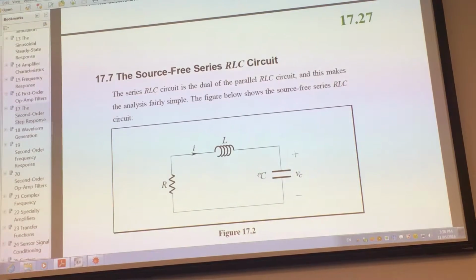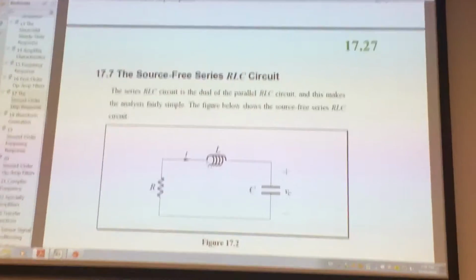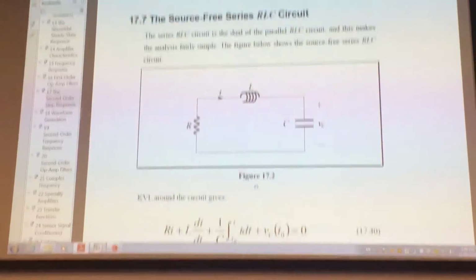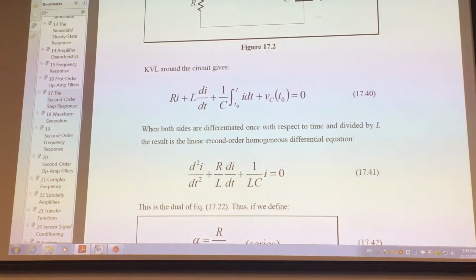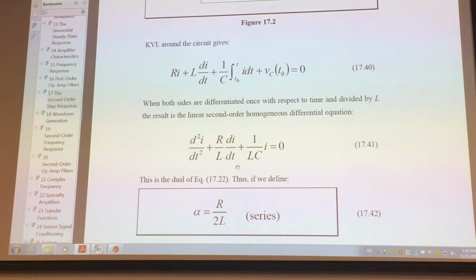It was the same everywhere, so we solved for the voltage. Here the current is the same in each element, so we solve for the current. So we start with the initial integral differential equation, differentiate the equation, and we get the second order equation for the current. It looks similar except for one thing.